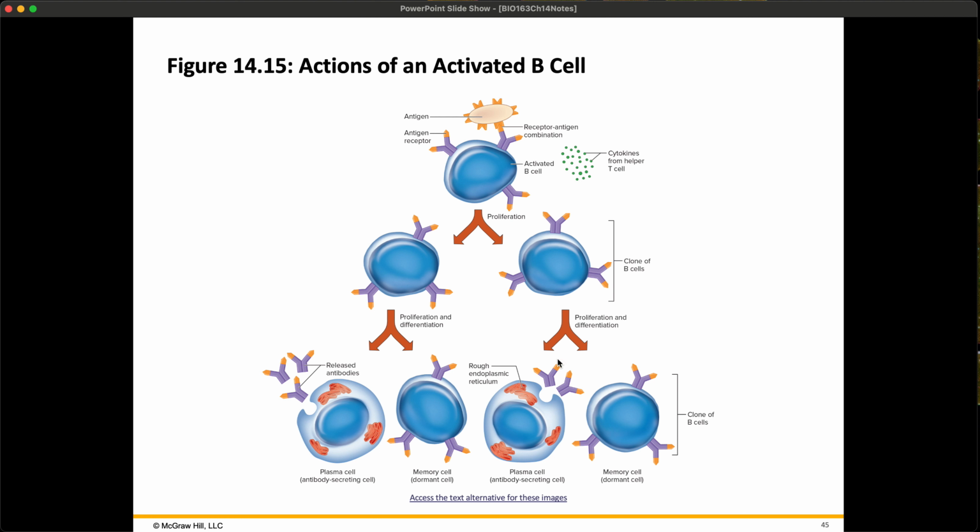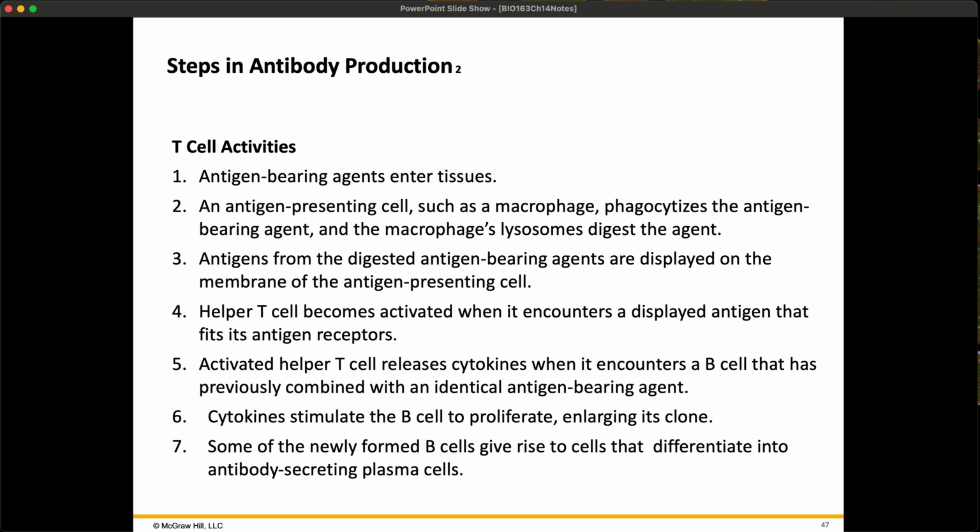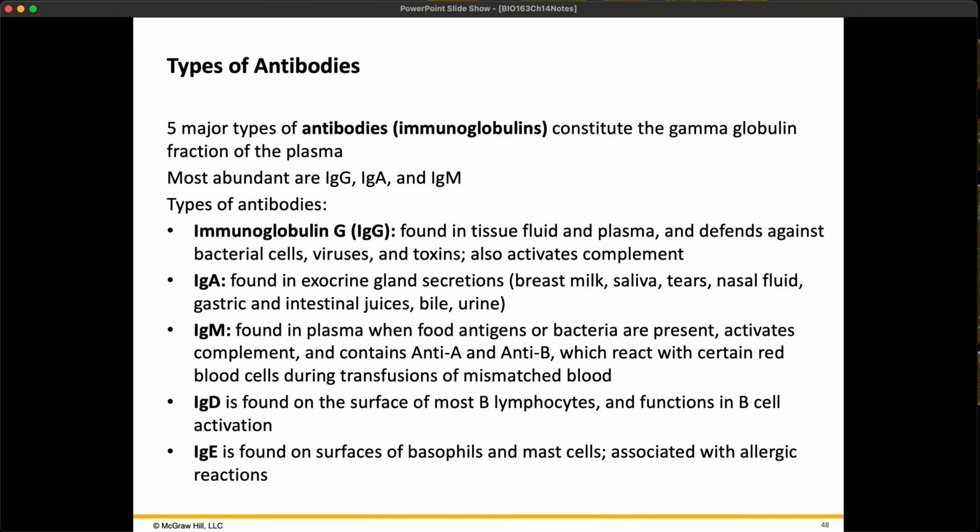Here's the process of B cells being activated. Again, this antigen presentation onto the B cell, cytokines from a helper T cell. It's going to start to divide, and then you have plasma cells secreting antibodies and memory cells which remain dormant through the process. Here are those same steps written out, so you can read through those if you want to see that for B cells and for T cells, and try to compare how they're working side by side. And then we can look at antibodies, the specific antibodies that are produced by B cells.